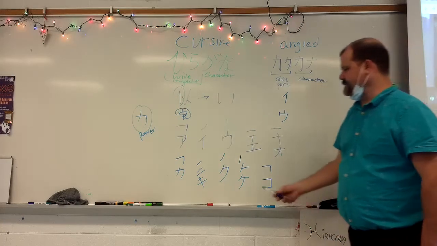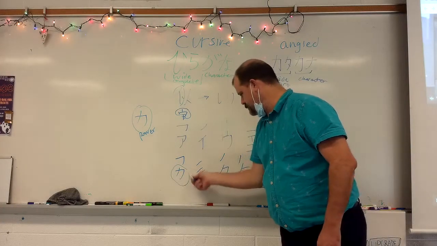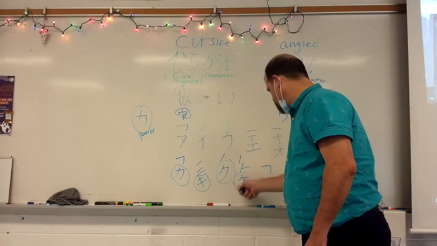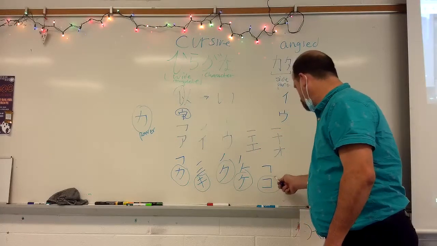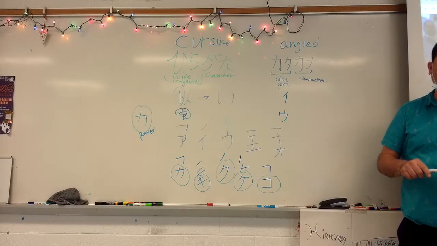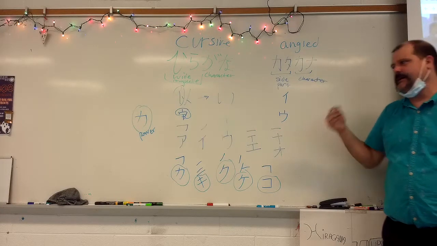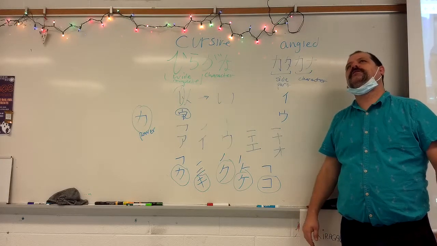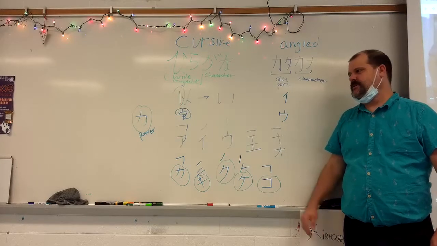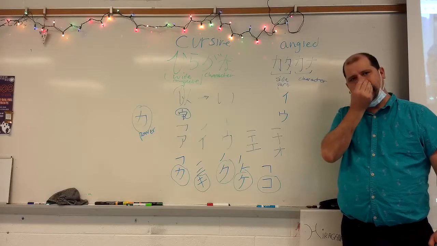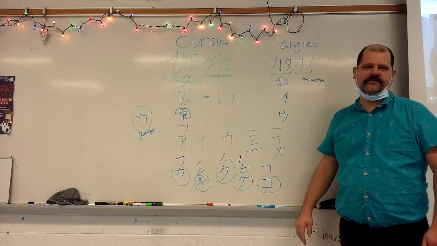All right, so let's say these together. Ka, ki, ku, ke, ko. A, i, u, e, o, ka, ki, ku, ke, ko. These, except for a few exceptions, tend to have fewer strokes than hiragana, and they tend to be less confusing.